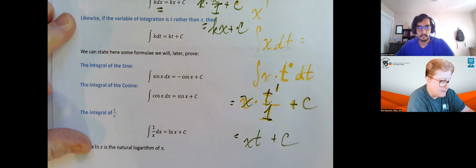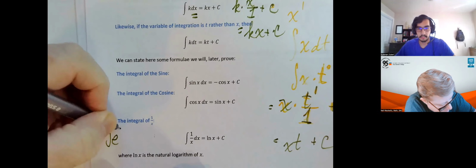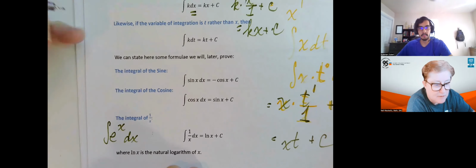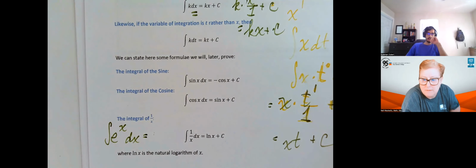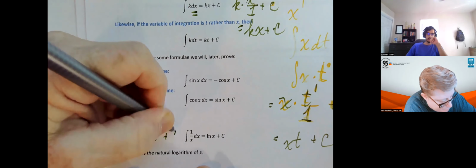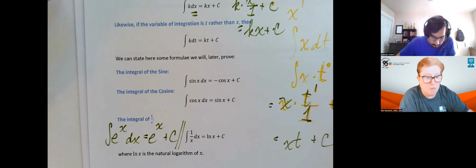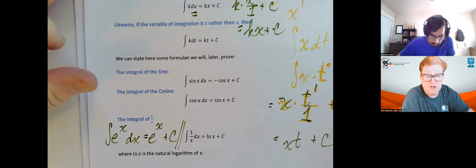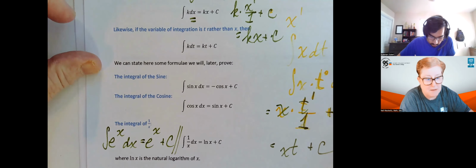And the one that I left off that I forgot to put is if we have the integral of e to the x dx, what was the derivative of e to the x? E to the x. That's right. And so the integral is also going to be e to the x. Good. So I want you to be able to use those values. And like I said, we will prove some of them later.